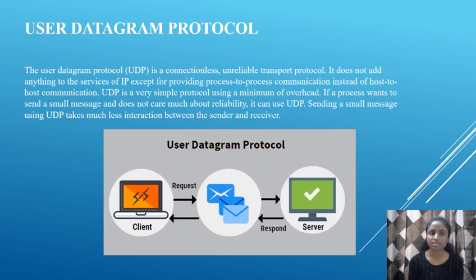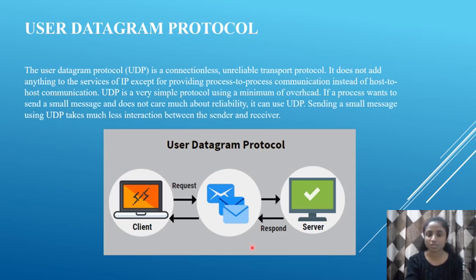In this slide, we'll be discussing the User Datagram Protocol, that is UDP. The User Datagram Protocol is a connectionless, unreliable transport protocol. It does not add anything to the services of IP except for providing process-to-process communication instead of host-to-host communication. UDP is a very simple protocol using a minimum of overhead. If a process wants to send a small message and does not care much about reliability, it can use UDP. Sending a small message using UDP takes much less interaction between the sender and receiver.